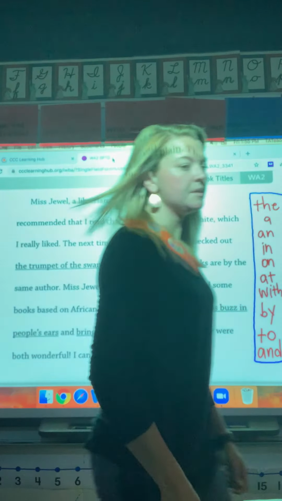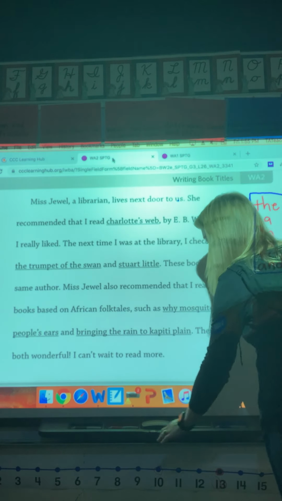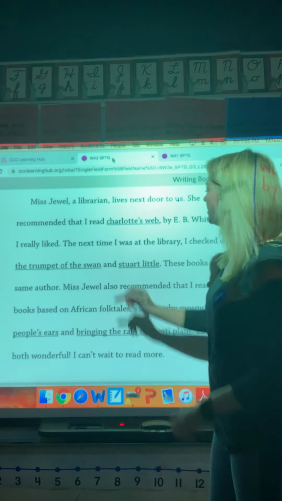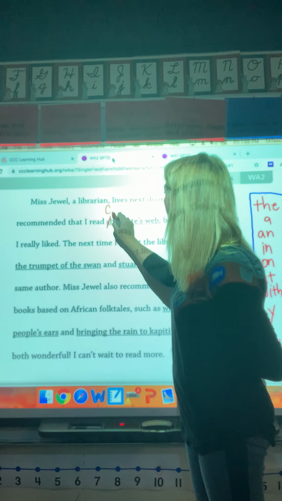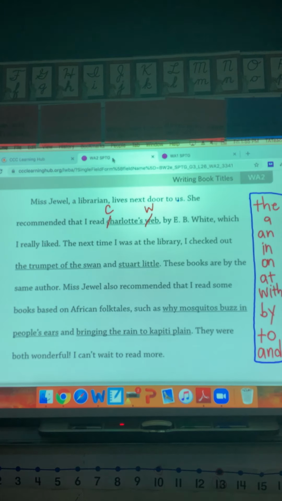All right. Mrs. Jewell, a librarian, lives next door to us. She recommends that I read Charlotte's Web by E.B. White, which I really liked. All right, let's look at Charlotte's Web. How should we write Charlotte's Web? We need to capitalize the first word and the last word. There are only two words in this book title. So Charlotte's and Web are both capitalized.